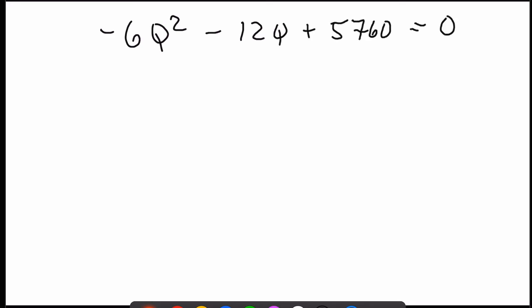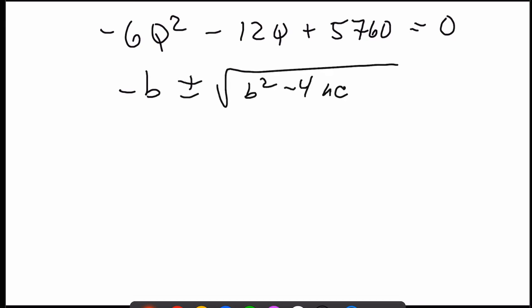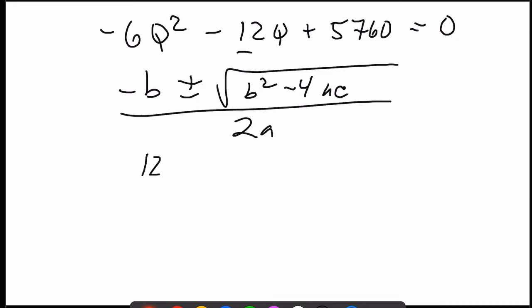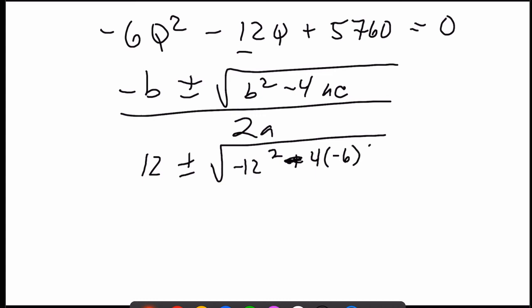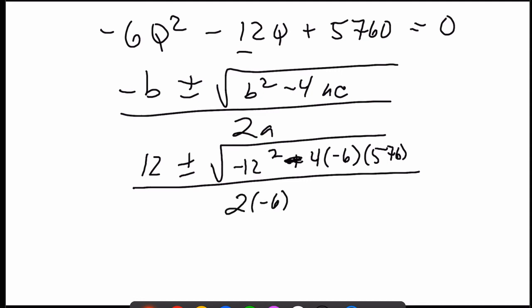We set that equal to 0. We have minus b plus or minus the square root of b squared minus 4ac over 2a. Yes? Minus b is 12. Plus or minus square root of minus 12 squared plus 4 times minus 4 times minus 6 times 5760, over 2 times minus 6. Okay? So that's 12 plus or minus 372 over 12.